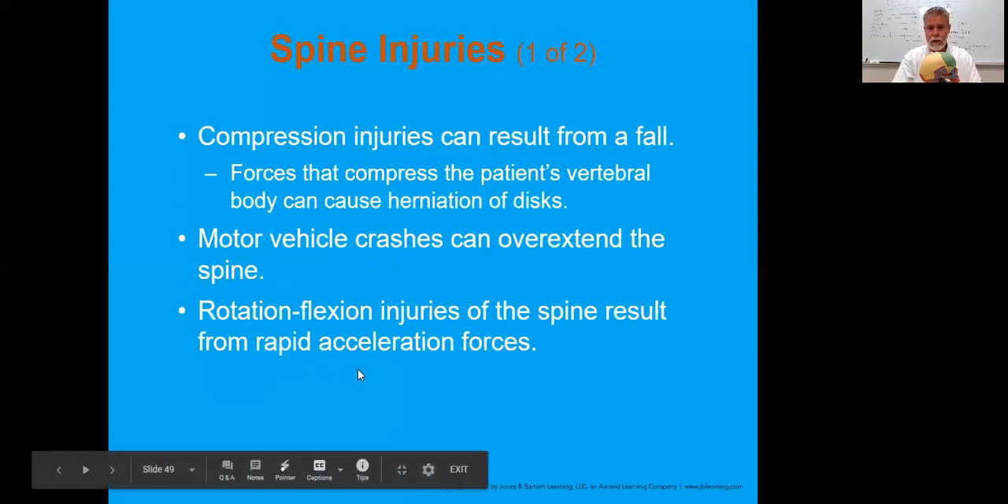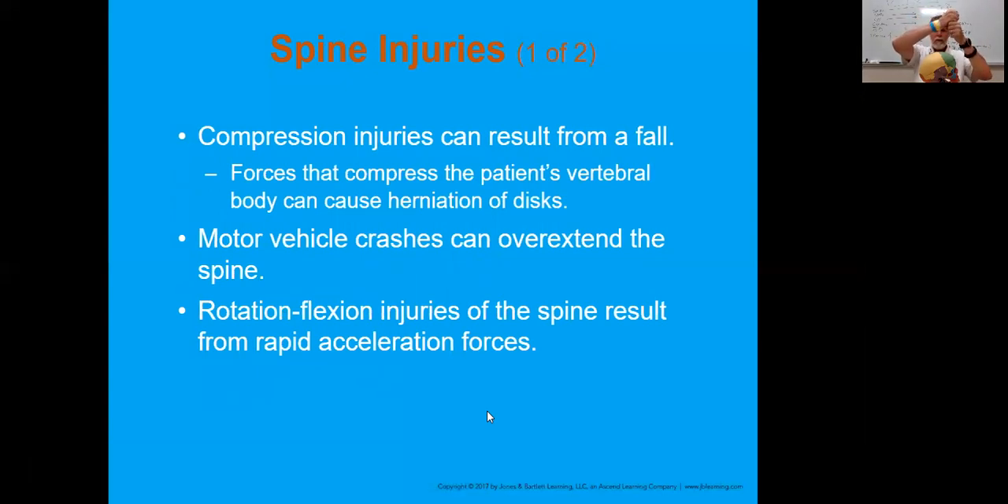With the spinal injuries, compression injuries are that force that compresses the patient's vertebrae, and that can cause the jelly to squirt out of your donut, or the herniation of discs. Motor vehicle crashes can certainly cause those spinal injuries. We know so much about the cervical spine, and we're always on the lookout for those, but it could also be a lower portion of the back, could be in that thoracic region of the spine, right? Rotation and flexion.